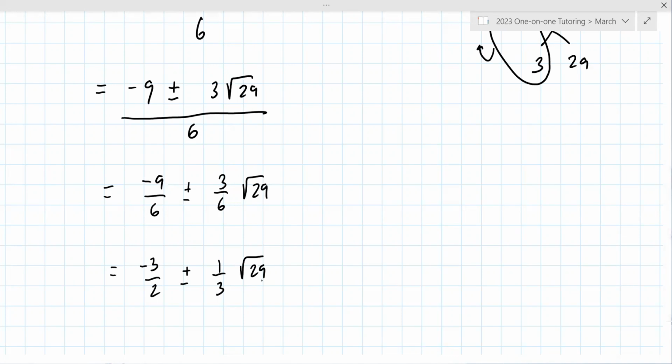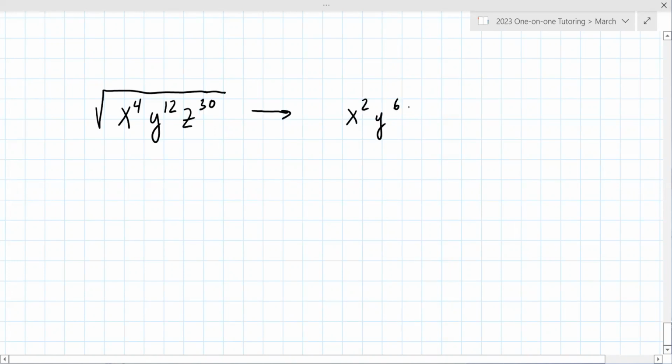All right, what do you think? Any questions on that before we move on to something else? No. All right, so in the short amount of time we have, let's do some roots of exponents here. Let's say it's x to the 4th, y to the 12th, and z to the 30th. If I tell you the answer is x squared, y to the 6th, z to the 15th, can you tell me why this is the answer on the right?